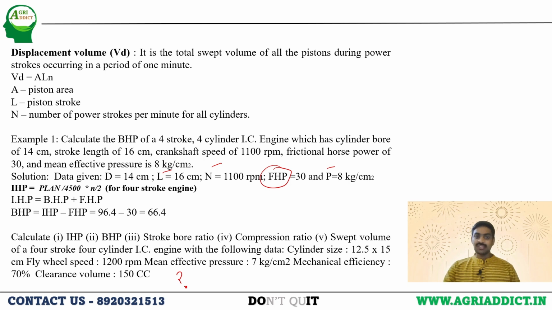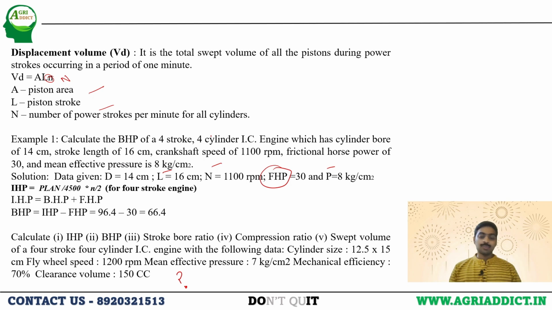Displacement volume is the total swept volume of all the pistons during the power stroke, and it is calculated by the formula Vd, the displacement volume, equals A into L into N, where A is the piston area, L is the piston stroke, and N stands for, sorry, this should be a capital N. You can make note of the changes. It is the number of power strokes per minute of all cylinders.